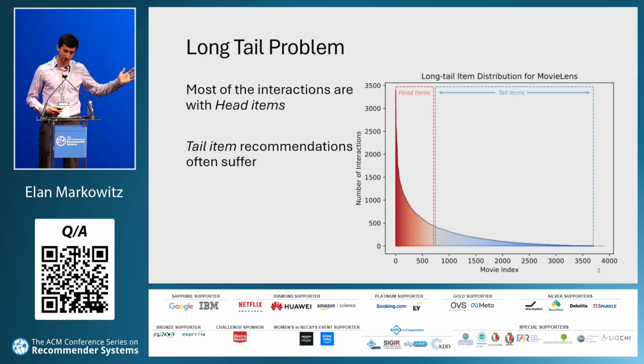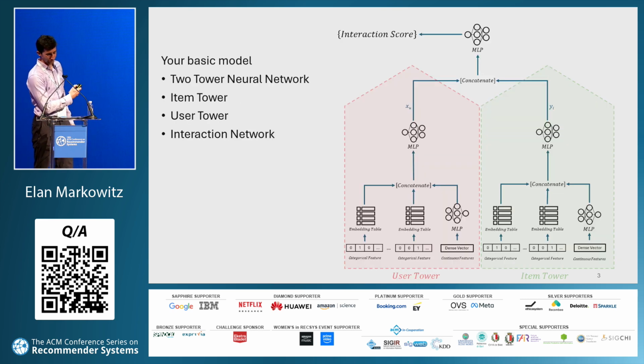So we have a trouble, which is one, we don't recommend tail items, and two, we don't train as much on the tail items and have as much data, so our representations are worse. We could just push more tail items at the user, but ideally we want those tail items we promote to actually be good recommendations.